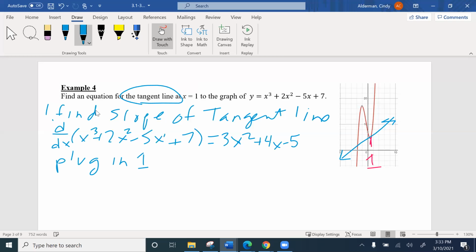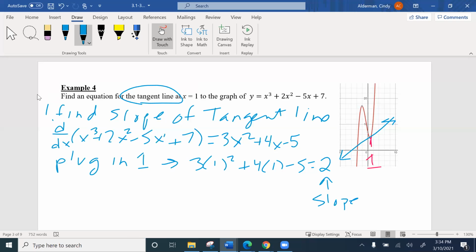Because we're interested in the slope or the derivative at 1, right? So if we plug in 1 to the derivative, we get 3 times 1 squared plus 4 times 1 minus 5, which equals, oh, sorry, 2. Looking at something different. 2. Okay, so 2 is the slope of this line. All right, so we did step 1. We found the slope of the tangent line.